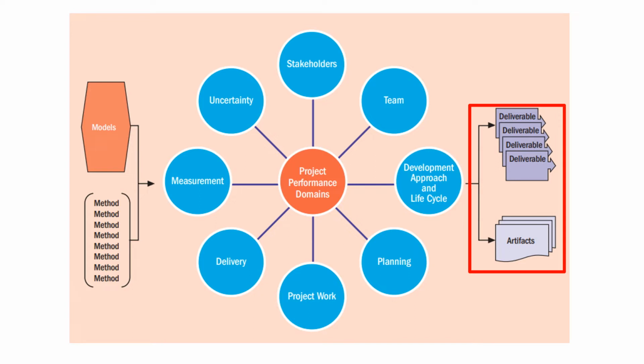Look at this red rectangle. Artifacts or deliverables are outputs of the performance domains, right? So models and methods are applied in performance domains to contextualize and tailor them. Accordingly, you can design your deliverables and artifacts, your outputs. As per the project context, you can tailor them. Your outputs can be tailored, right?